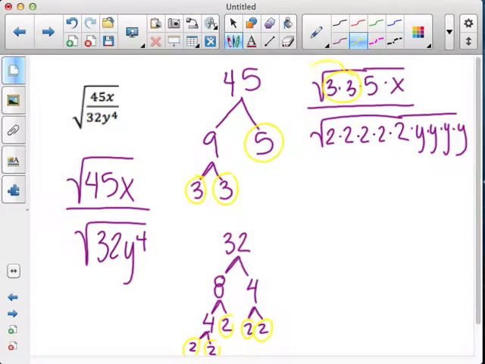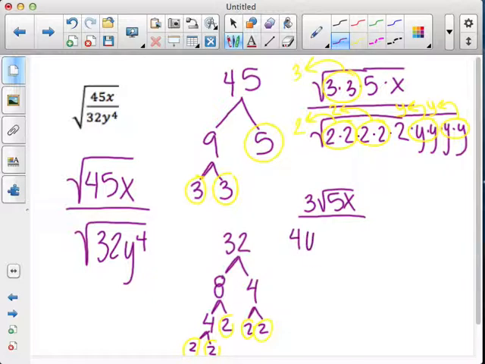So we have a pair of two 3's here. I've got a pair of 2's, a pair of 2's, a pair of y's, a pair of y's. So out comes a 3, out comes a 2, out comes another 2, a y, and a y. So we're left with 3 on the outside, square root 5x in the numerator. 2 2's in the denominator. 2 times 2 is 4. And then y times y is y squared. And I'm left with square root 2.